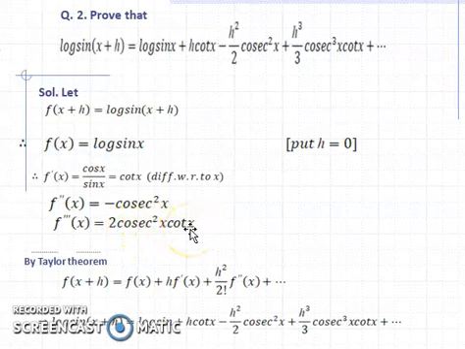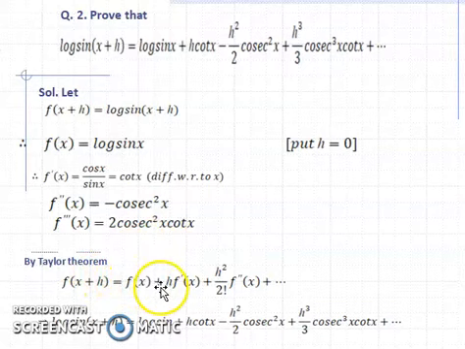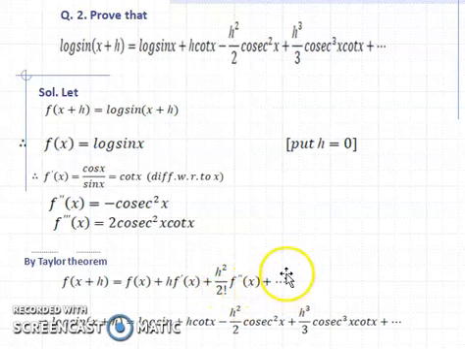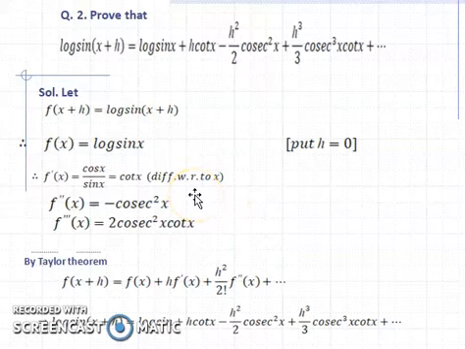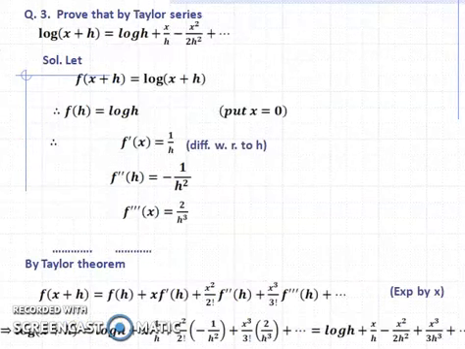and again differentiating, f'''(x) is 2 cosec² x into cot x. Now we have already derived the values of f(x), f'(x), f''(x) and f'''(x). By Taylor's statement, f(x+h) = f(x) + h f'(x) + h²/2! f''(x) + ... Now on substituting all these values, we get the result. So this is very simple.